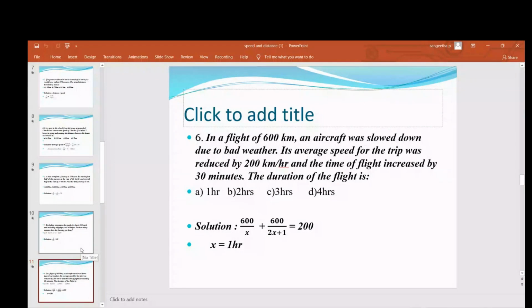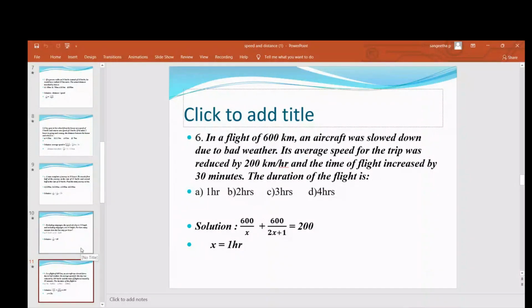The answer is option A. They have given 4 options: option A 1 hour, option B 2 hours, option C 3 hours, and option D 4 hours. So the solution. We know the distance first: the flight is traveling 600 kilometers first. So 600 divided by, and we don't know the speed, so I am considering it as x.